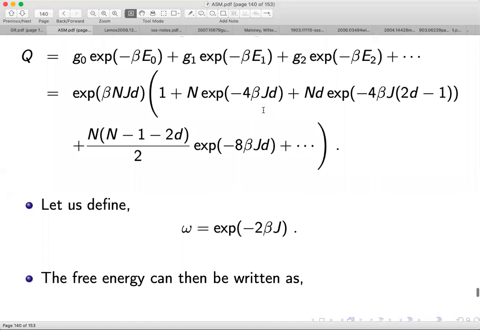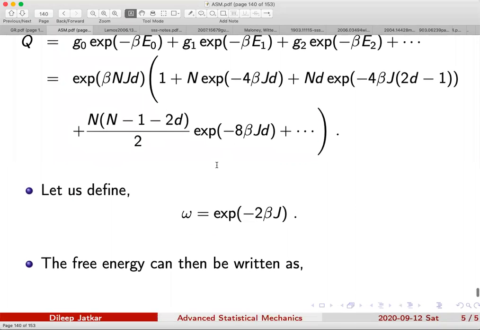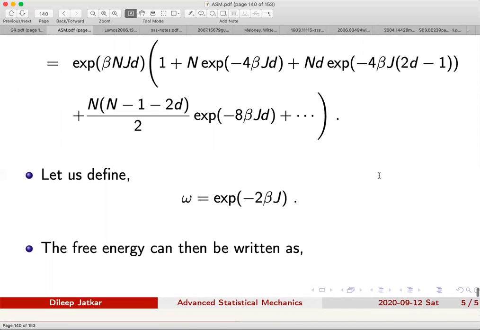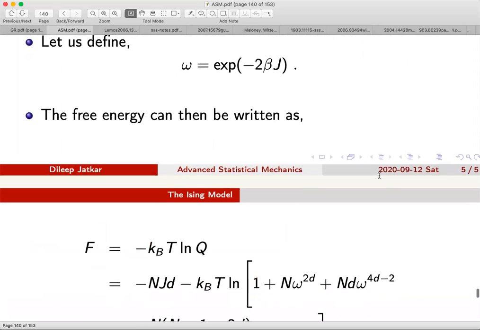You get a term like that, and then you get a term where two non-nearest neighbor spins have this degeneracy times twice the energy of a single spin flip, which gives you this factor. Does that make sense now? Okay. So now for convenience we define omega, which is e to the minus 2 beta J, so that we can write down this expression in a more compact form.